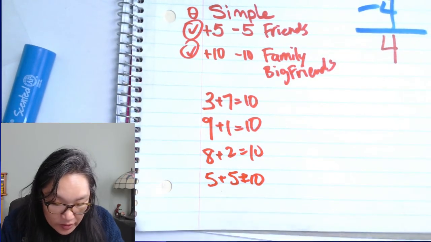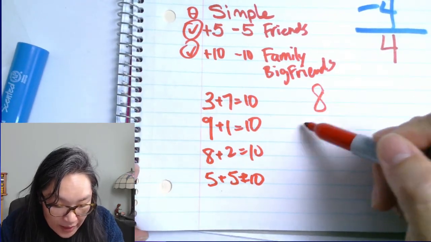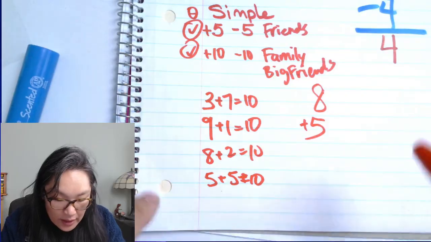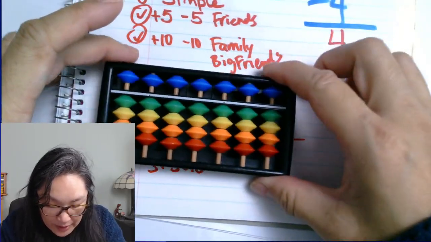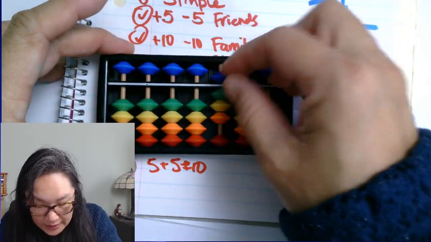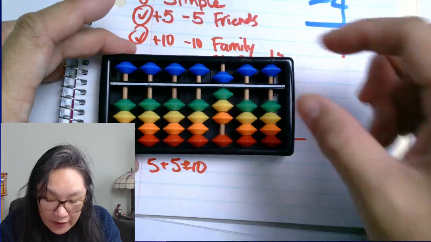Now, why are we going to do this? Well, let's do a question. We do 8 plus 5. Okay? 8 plus 5. What do we do? How are we going to do it? Show me on the abacus. On the abacus, we have 8, and then we add the 5. Do we have enough beads to add the 5?